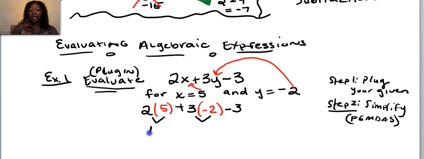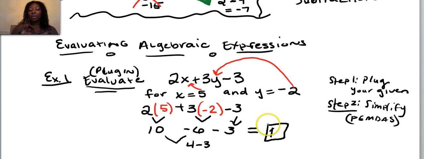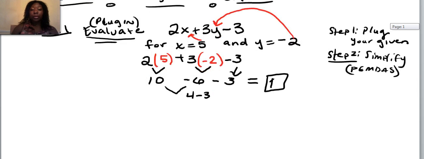2 times 5 is 10. 3 times a negative 2 is negative 6. And then bring down your minus 3. Okay? Now when you get to this step, you just go from left to right because it's all subtraction. So you can do 10 minus 6 is 4, minus 3 is 1. So your answer is 1.